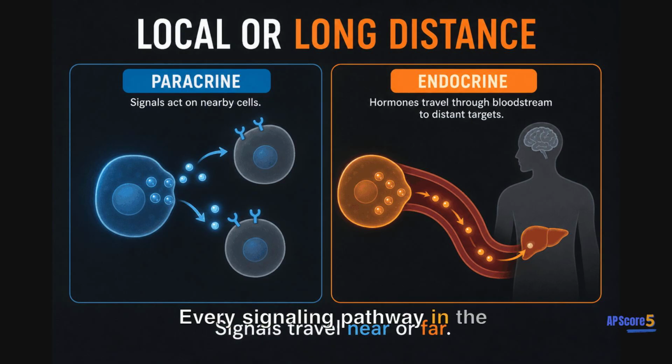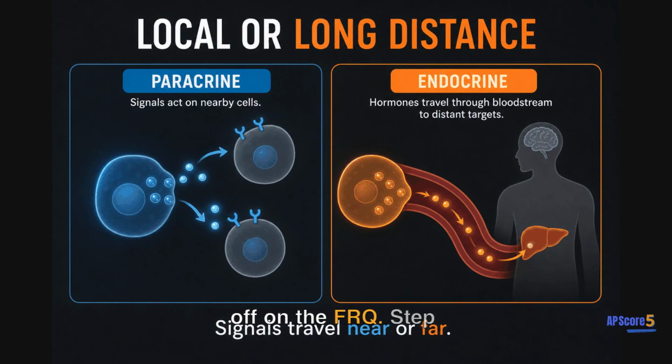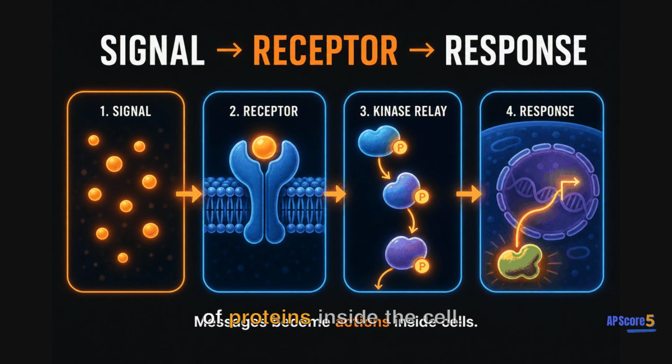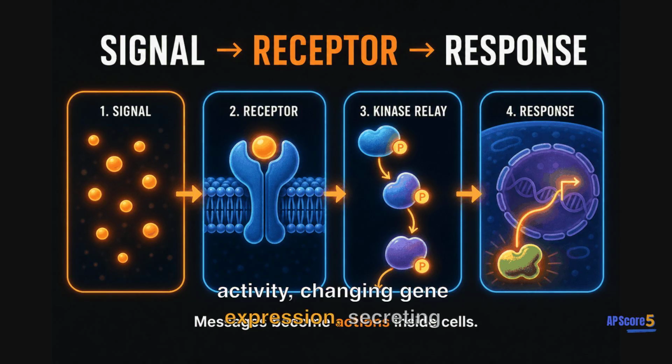Every signaling pathway in the body follows the same 3-step structure, and memorizing it pays off on the FRQ. Step 1 is reception, where the signal binds to its receptor on the target cell. Step 2 is transduction, where the receptor relays and often amplifies the message through a chain of proteins inside the cell. Step 3 is response, where the cell actually changes its behavior, whether by altering enzyme activity, changing gene expression, secreting a product, or moving. Reception, transduction, response. 3 words, every signal.